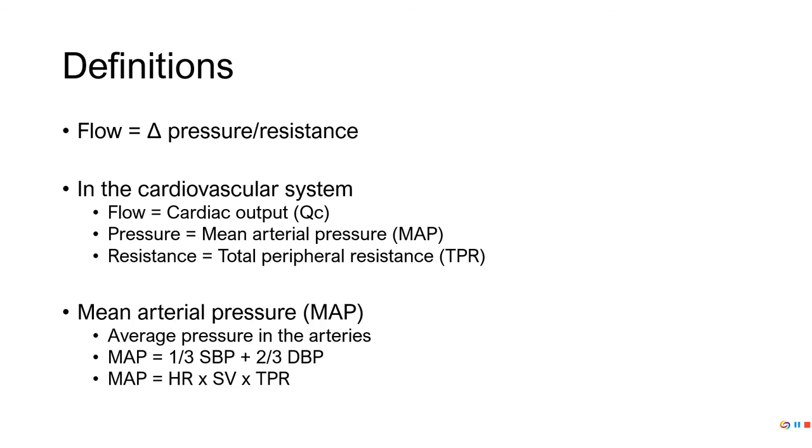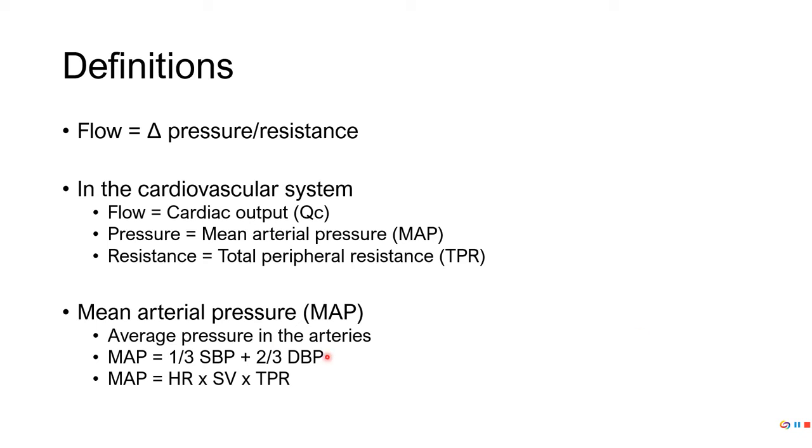But when we're talking about mean arterial pressure, we're talking about the average pressure in the arteries. We're not talking about pressure in the heart or the veins or the capillaries. We're talking about pressure in the systemic arteries. So we can calculate this either 1/3 systolic plus 2/3 diastolic, or heart rate times stroke volume times resistance. There are a couple other ways to rearrange this top equation. I'm not going to get into all of them, but just know that this is not the only one.